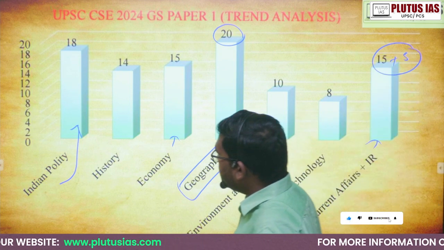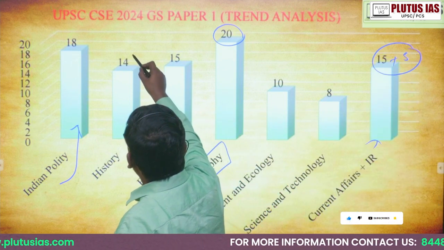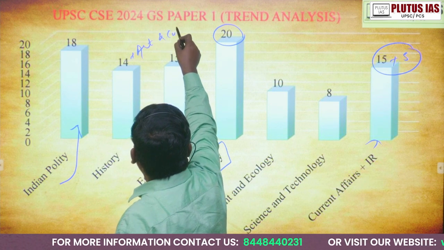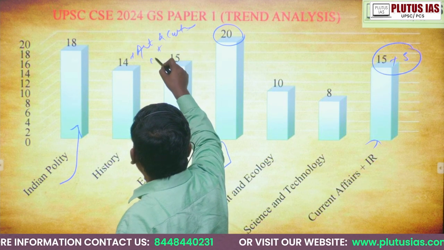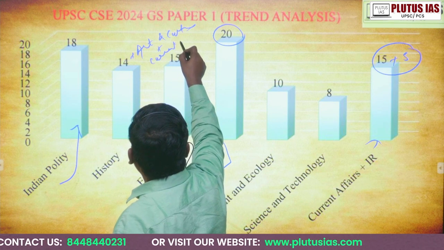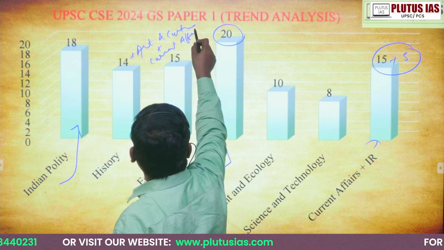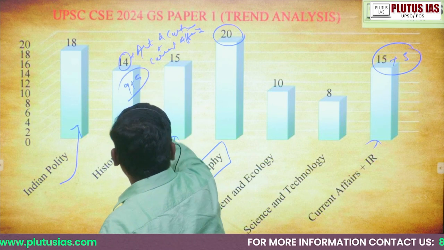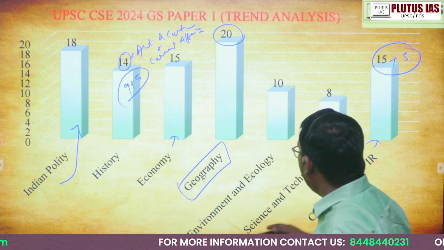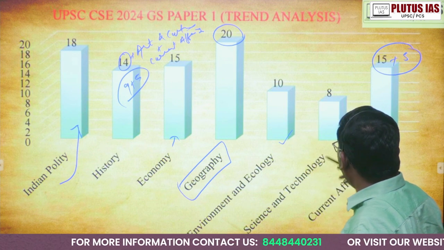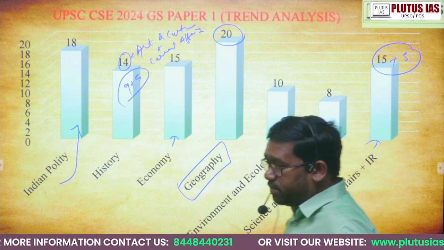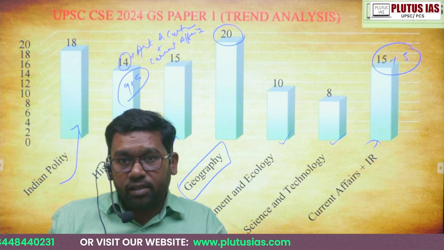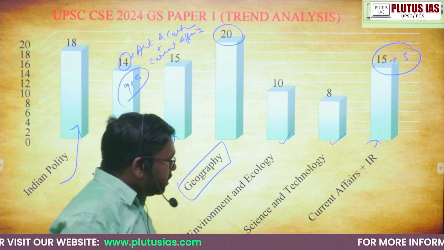In the history sections 14 questions have been asked, including art and culture plus current affairs. Two of the questions were from current affairs only. So we can say that it is 9 plus 5 in the history sections. Environment and ecology has 10 questions. Science and tech has 8 questions. So this is briefly a trend analysis of the 100 questions that were there in the UPSC examination yesterday.